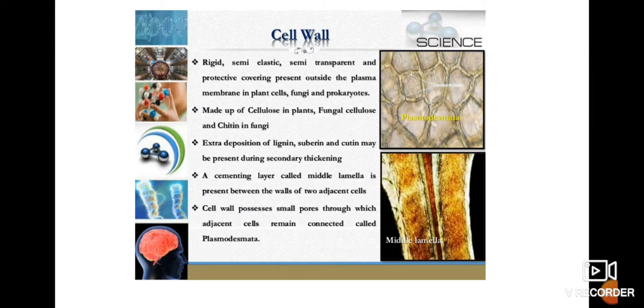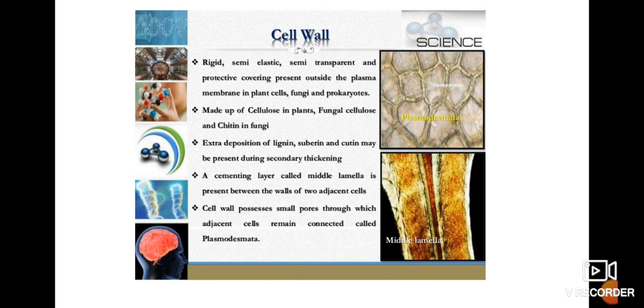Now to begin with the first part of today's discussion, it's about the cell wall. Remember, as we discuss the cell wall, this is a rigid, semi-elastic, semi-transparent and protective covering. This is usually found in plant cells and some bacterial cells. Apart from having a plasma membrane, the cell wall will be found outside the plasma membrane.